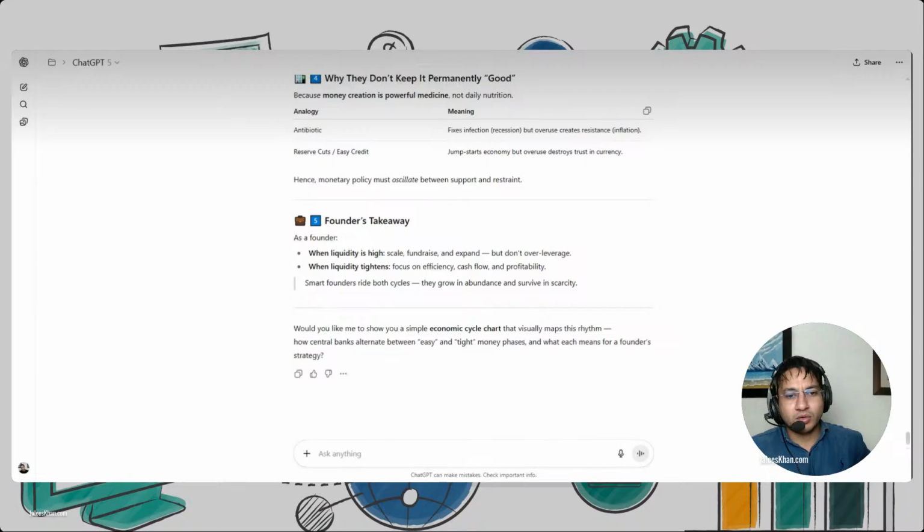Founder takeaway: when liquidity is high, scale, fundraise, expand. Okay, it means that when we are working on a business and we have more cash availability, we have to use that cash to scale, fundraise and expand our businesses. But we have to know that the money supply which is coming now easily is not permanent, it is for a short time period, so we have to use it wisely.